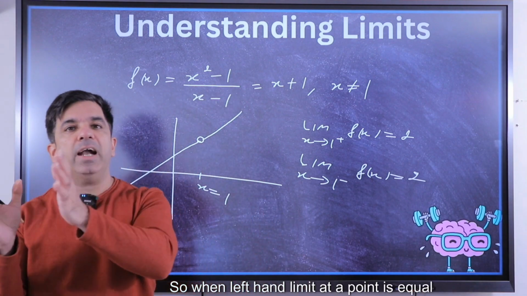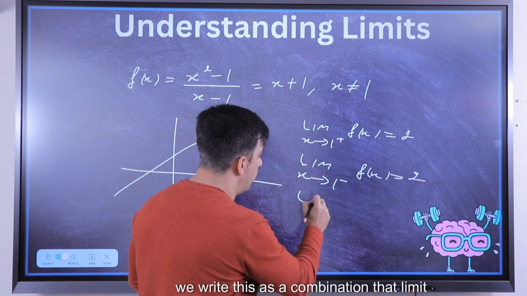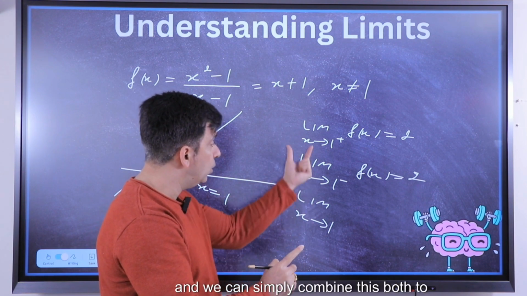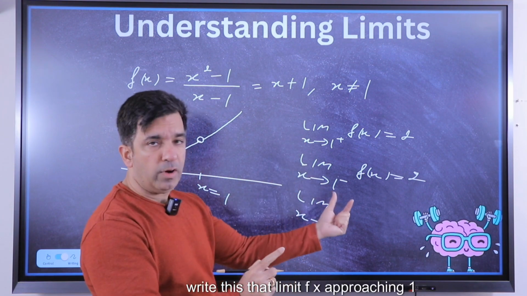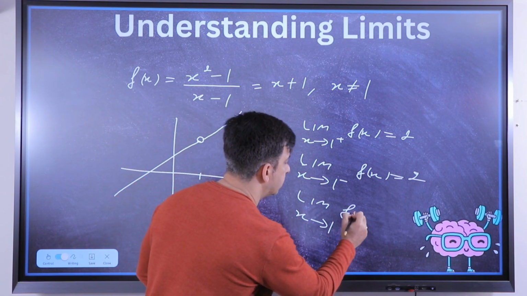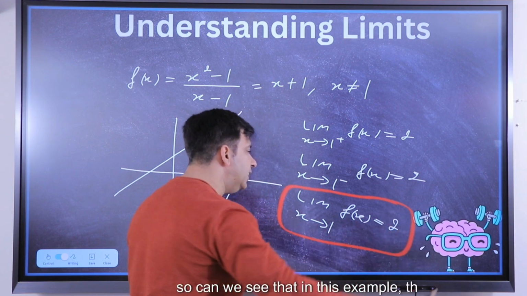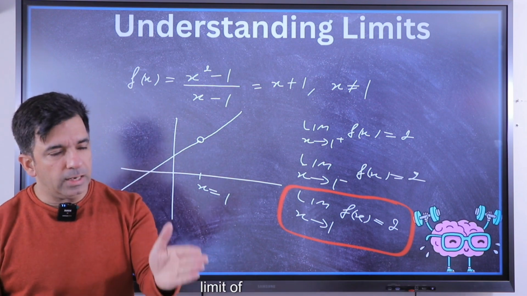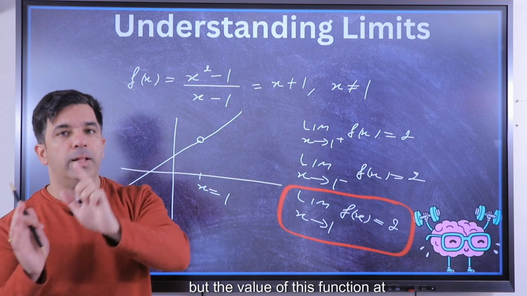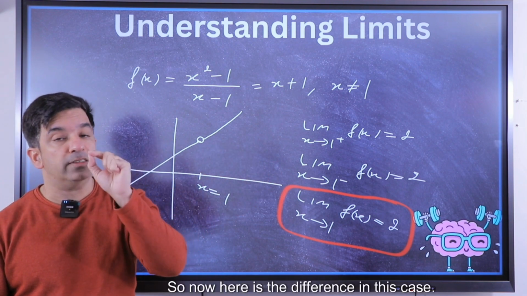So when the left hand limit at a point is equal to the right hand limit at the same point, then we write this as a combination, that the limit at that point of this function exists, and we can simply combine both to write limit x approaching 1, from the left side or from the right side. So we don't have to put any sign over here. f(x) exists and is equal to 2. So can we see that in this example, the limit of this given function at the point x is equal to 1 is 2, but the value of this function at x is equal to 1 does not exist. So now here is the difference.